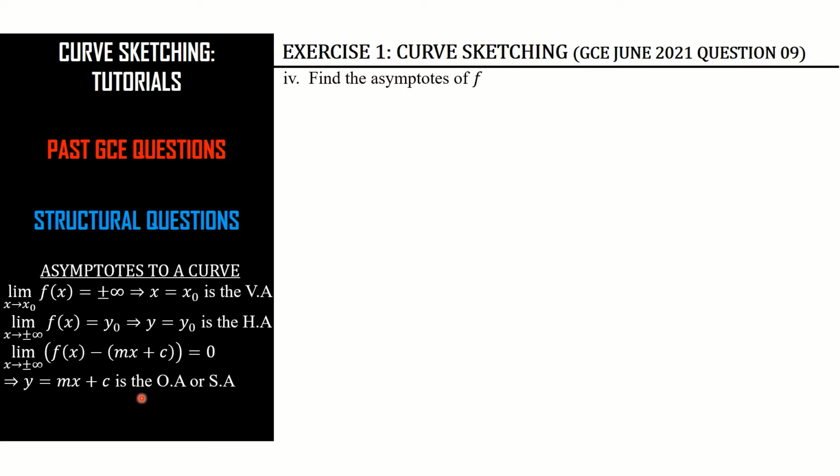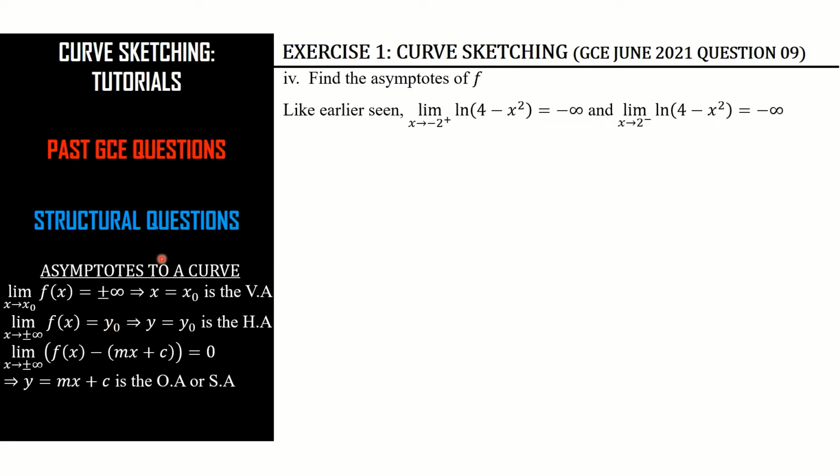So generally, if you are being asked to find the slant asymptote, then you need to look for m and you need to look for c, and they all have their mathematical definitions. So we are going to look at that in the videos where we are required to do that.